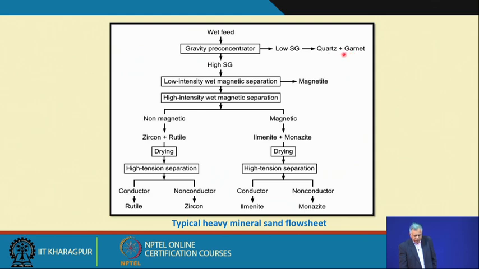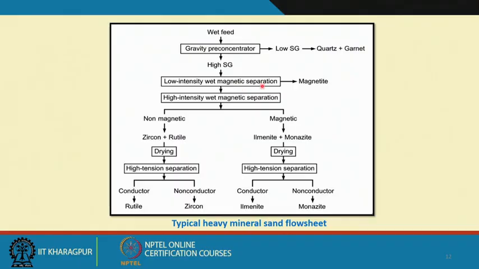So, this quartz and garnet are separated, and now the high specific gravity mineral fraction is composed of most of my valuable minerals, or the wanted minerals. Now, I cannot use gravity concentration, because as I said, they have very little difference in their specific gravities. Now, what do we apply? I look at other different properties.